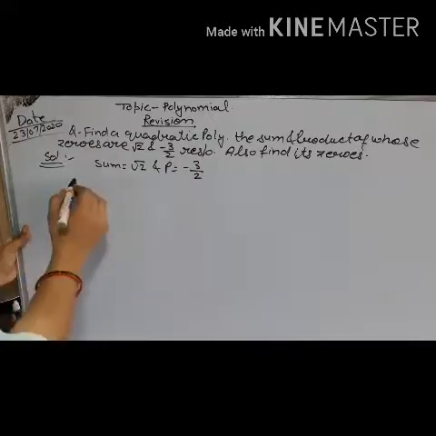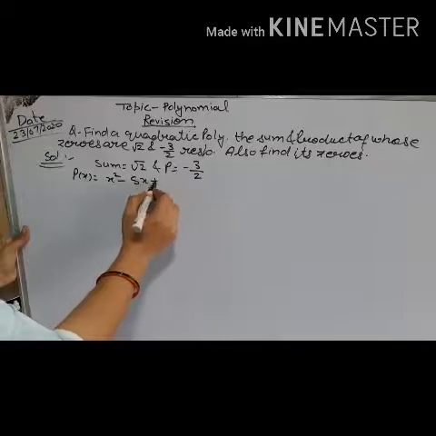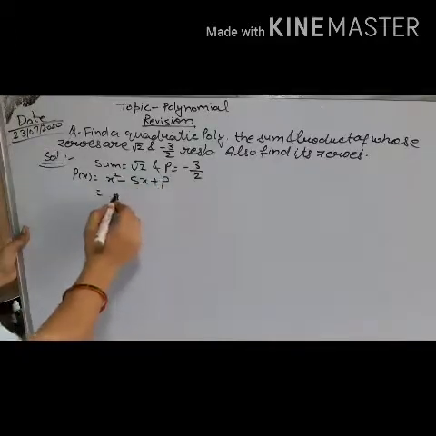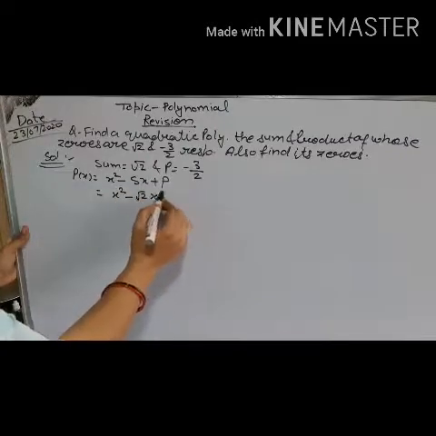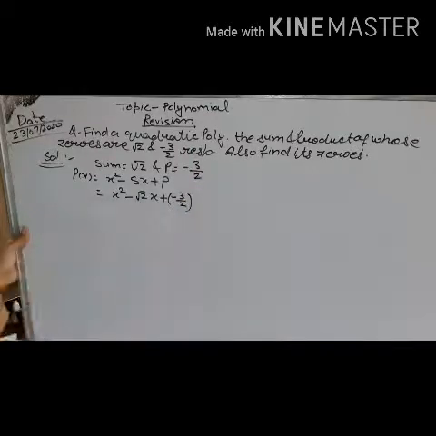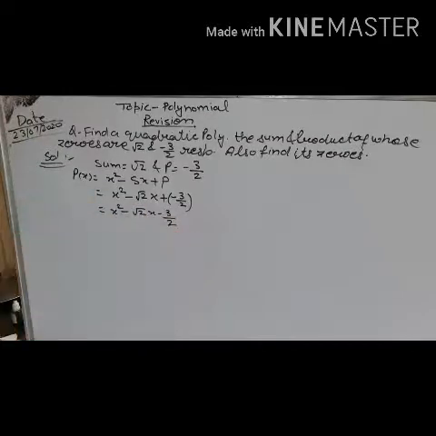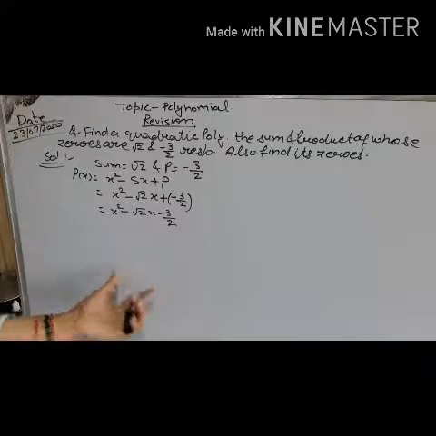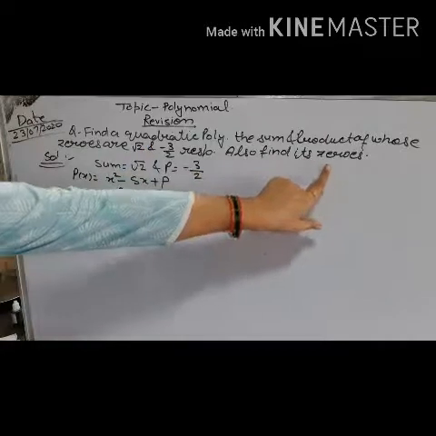Now we know that the required polynomial is x square minus sx plus p. So this polynomial will be x square minus root 2x plus minus 3 by 2. So this is equal to x square minus root 2x minus 3 by 2. This is our required polynomial. But in this question, also find its zeros.